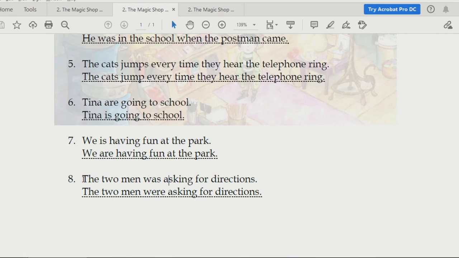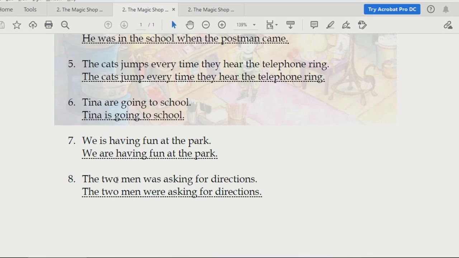The next one, the two men was asking for directions or directions, whatever you say. Now students, you may think over here what is wrong. You have to know that the plural of man, that means one man, is men. Please listen to the pronunciation carefully. Man is pronounced as man. Men is pronounced as men. So men is in the plural form.